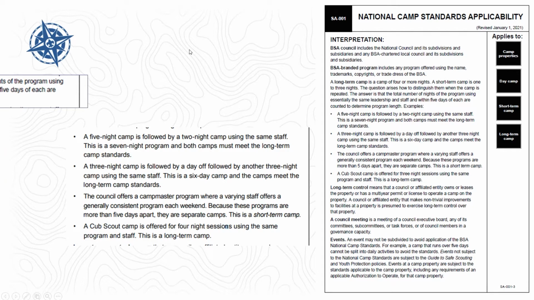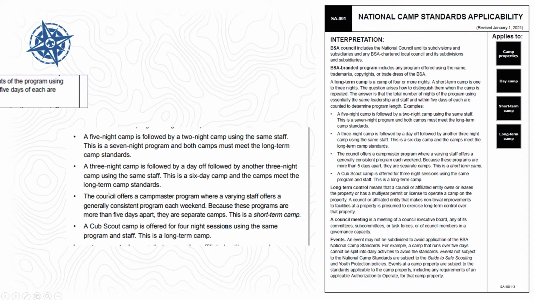So like a 5-night camp followed by a 2-night camp using the same staff would qualify as a 7-night camp program, and both of the camps have to meet the long-term camp standards. A 3-night camp followed by a day off followed by another 3-night camp using the same staff would be considered a 6-day camp, and the camps have to meet a long-term camp standard.